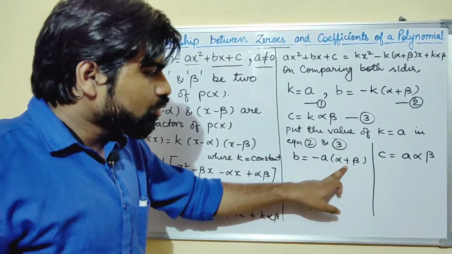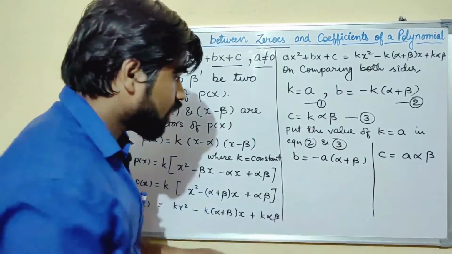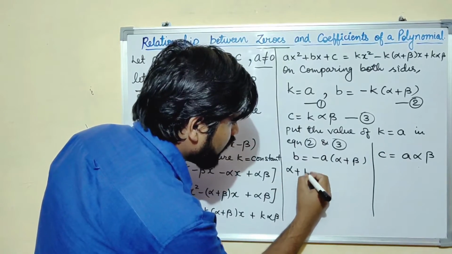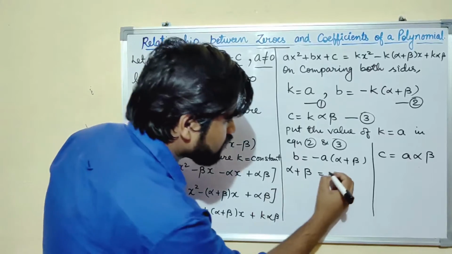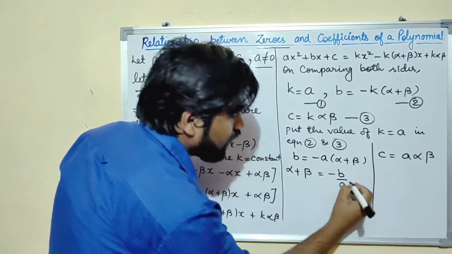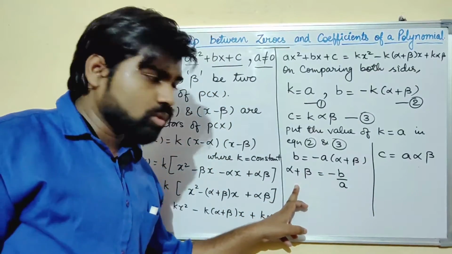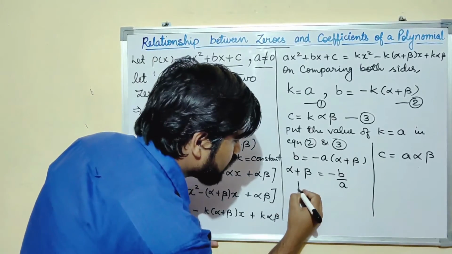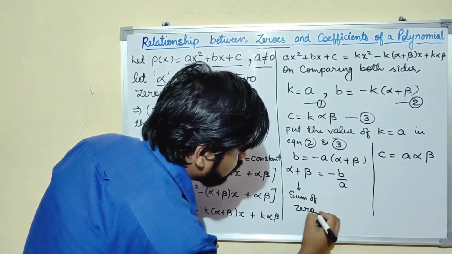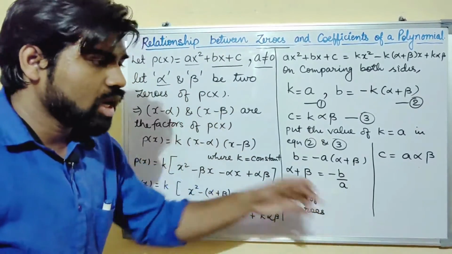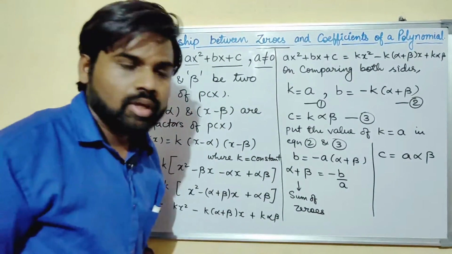Now let us try to find the value of alpha plus beta. Alpha plus beta, minus a will be transposed to the left hand side, that means minus b upon a. This is your sum of roots, or zeros. Sum of zeros is minus b upon a.